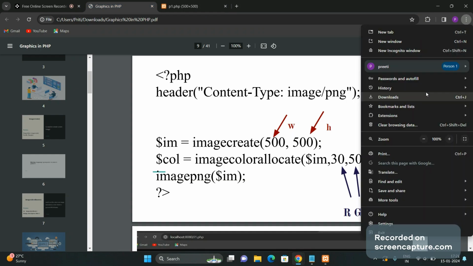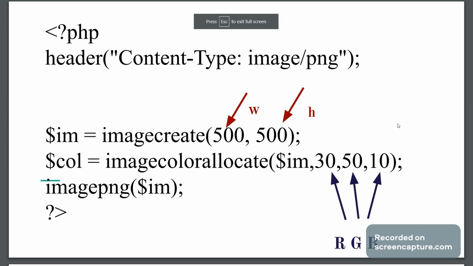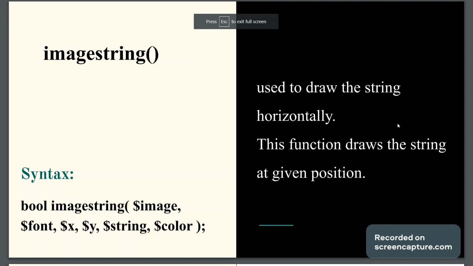Next function that we are going to see is the imagestring function. It is used to show the string or a text on the image horizontally. Syntax is imagestring, in brackets mention the image where you want to show the string, font size of the string, and x coordinate and y coordinate from where you want to start showing the string, and the text or string that you want to display, and the color, the font color that you want to apply to this string. It will return true upon the successful creation, otherwise false.